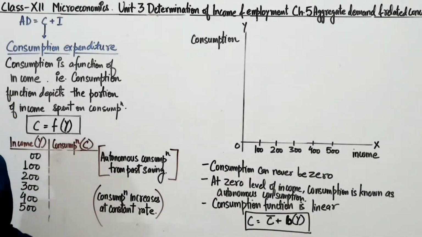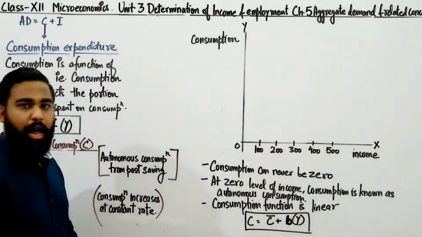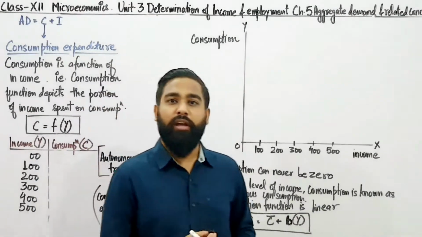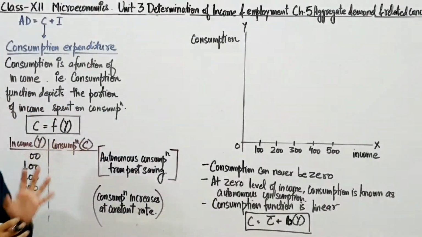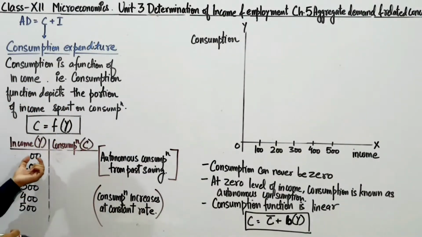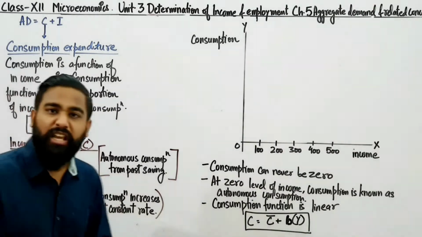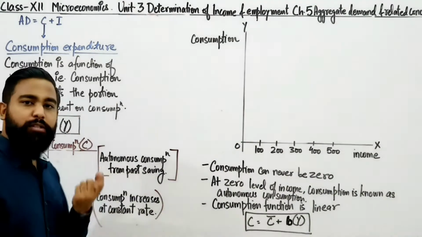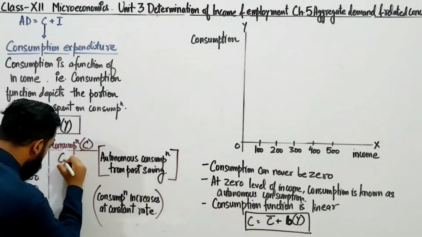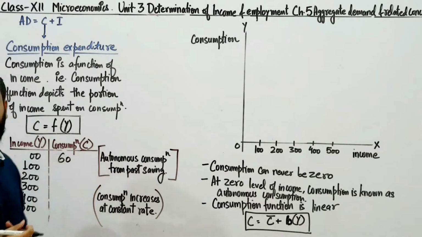Didn't I consume anything? I must have consumed something. I must have consumed food. I must have consumed electricity. I must have consumed some petrol in my bike. So even if my income is zero, I must have consumed something. So let's suppose when my income is zero, I have consumed 60.